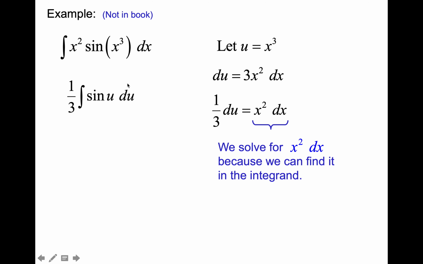And we get 1/3. This time they did pull the 1/3 out front. The integral of sine u du. The antiderivative of sine is going to be negative cosine. So we get this answer. And then you just have to put back the x cubed, and you're done. Don't forget your plus c, because we're doing indefinite integrals, so we definitely need a plus c.